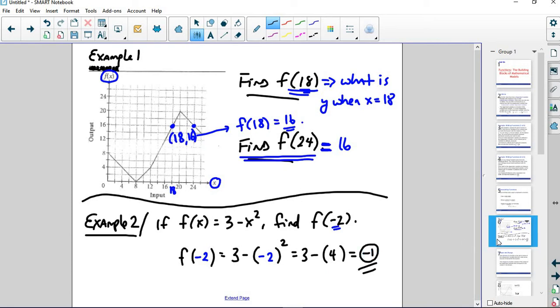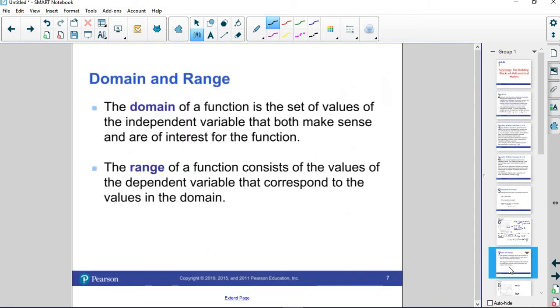Okay? A second thing about functions is the concept of the domain and range. The domain of a function is the set of values that the independent variable can take on, so what you're allowed to plug in. And the range is the stuff that you get out. It's the dependent variable. So domain goes with independent variable, which is our x's usually. Range goes with our dependent variable, which is y's usually.